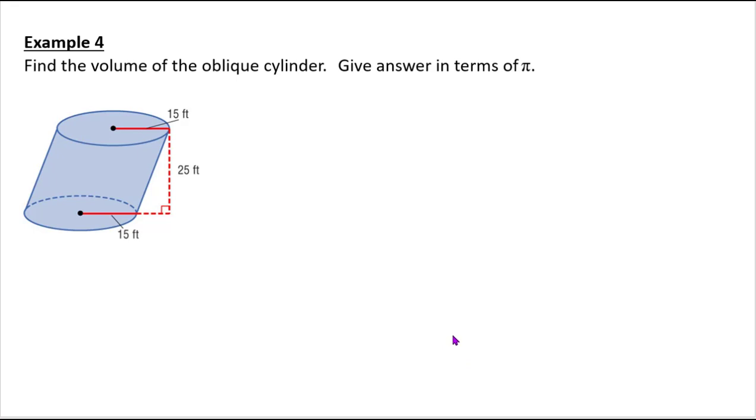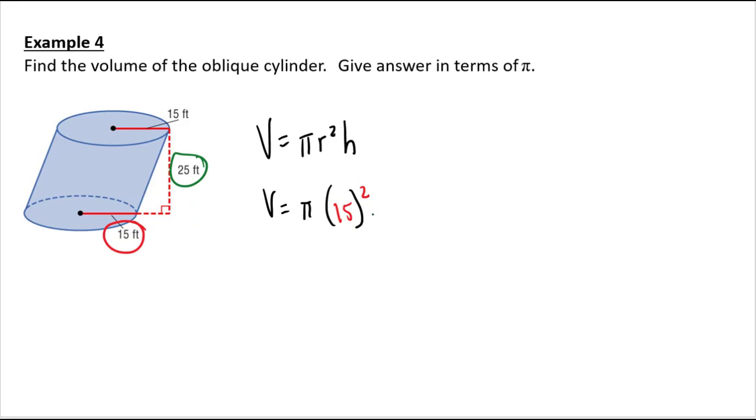So now I need to find the volume of the oblique cylinder, giving our answer in terms of pi. So again, our volume is pi r squared h. Volume equals pi, r is equal to 15, times h, which is 25. They want us to leave our answer in terms of pi. So multiplying all that out, we get 5,625 pi. They give me units, so I want units back. Feet cubed.